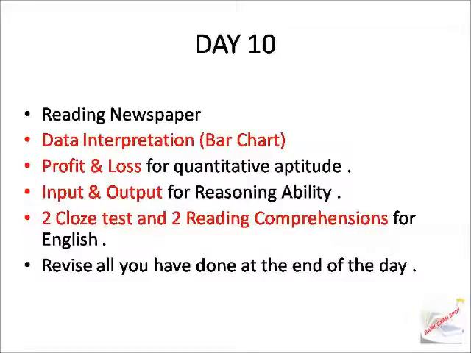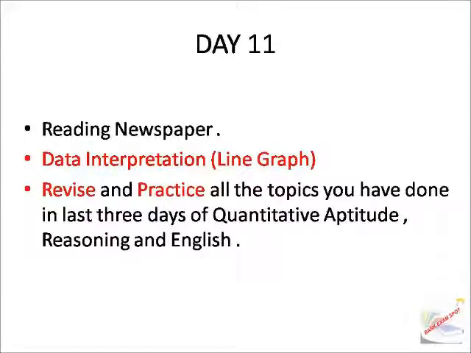Day 10: reading newspaper, data interpretation, bar chart, profit and loss for quantitative aptitude. Input and output for reasoning ability. 2 cloze tests and 2 reading comprehensions for English. Revise all you have done at the end of the day. Day 11: reading newspaper, data interpretation, line graph. Revise and practice all the topics you have done in the last 3 days of quantitative aptitude, reasoning and English.